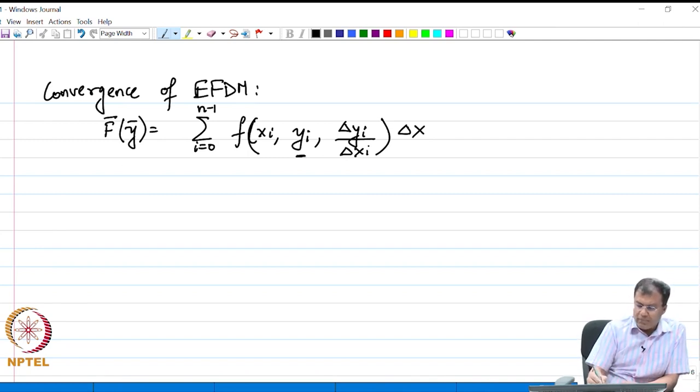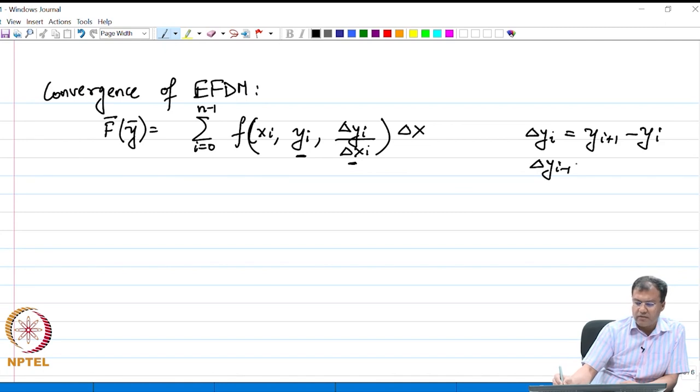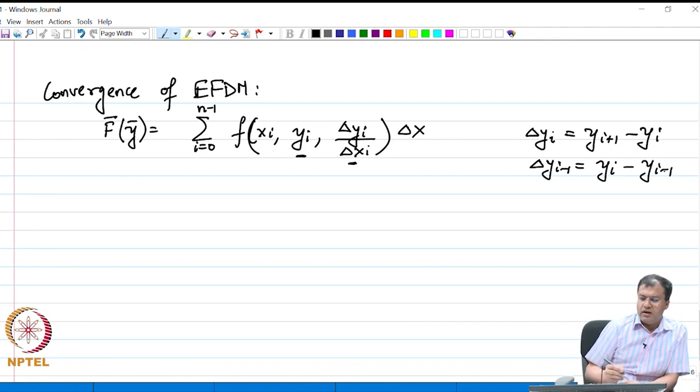Notice that y_i appears in this argument, and also y_i appears in this argument because my delta y_i is y_{i+1} minus y_i, and also it appears in delta y_{i-1} because that is y_i minus y_{i-1}. So, if we want to differentiate with respect to the variable y_i for this function, it appears in 3 places: once in the second argument and twice in the third argument, as follows.